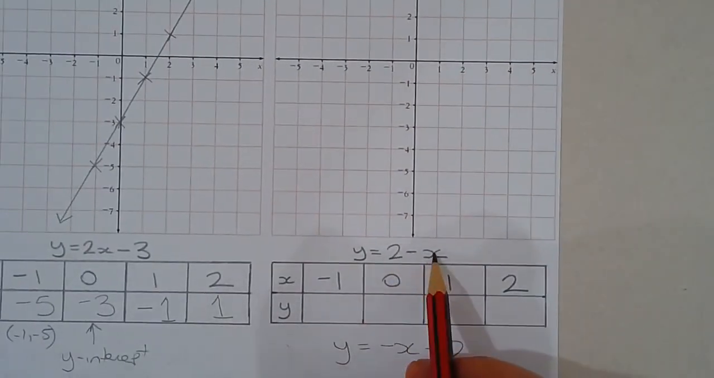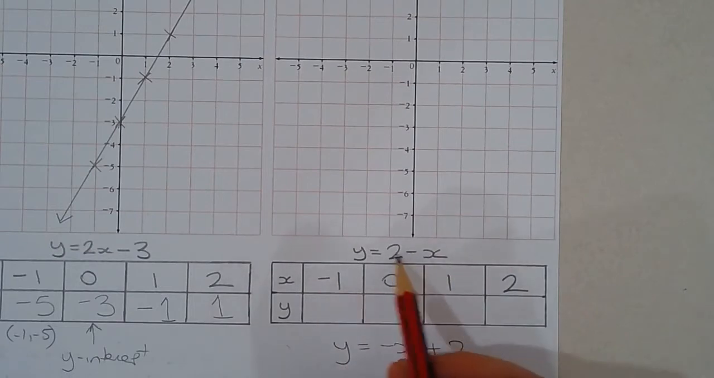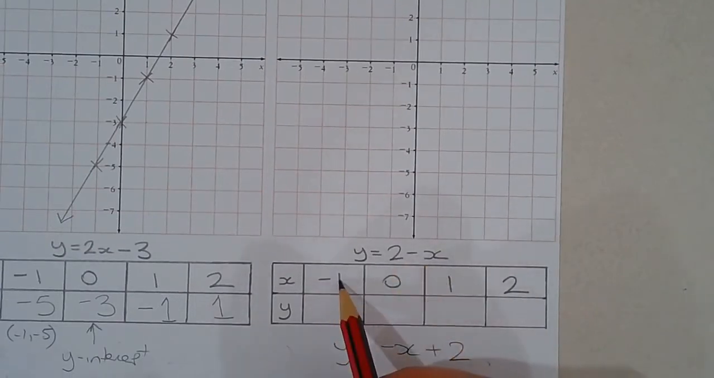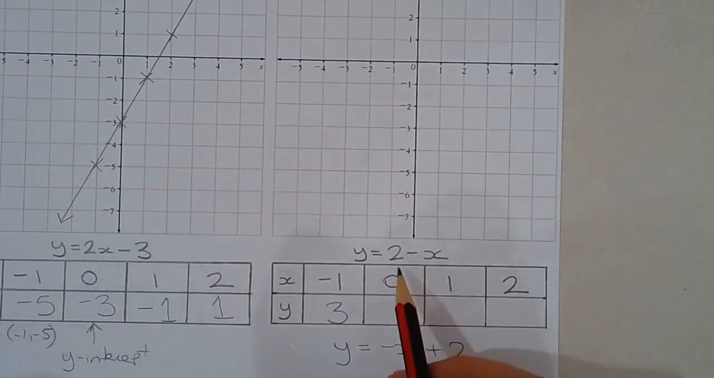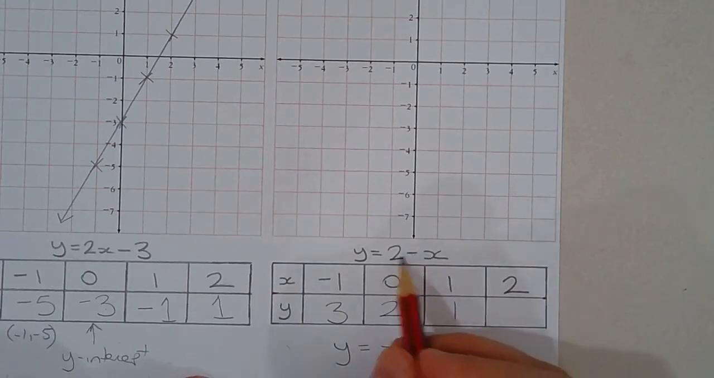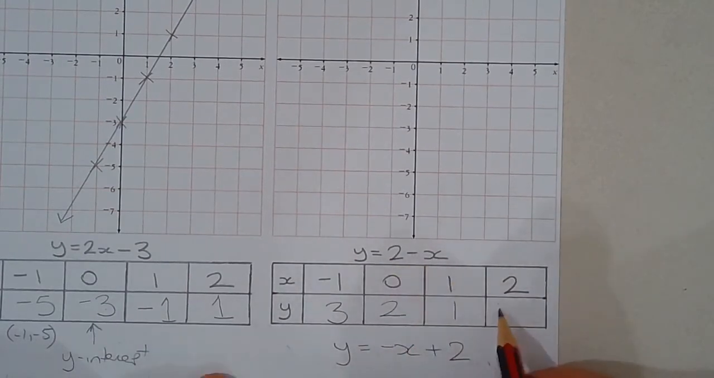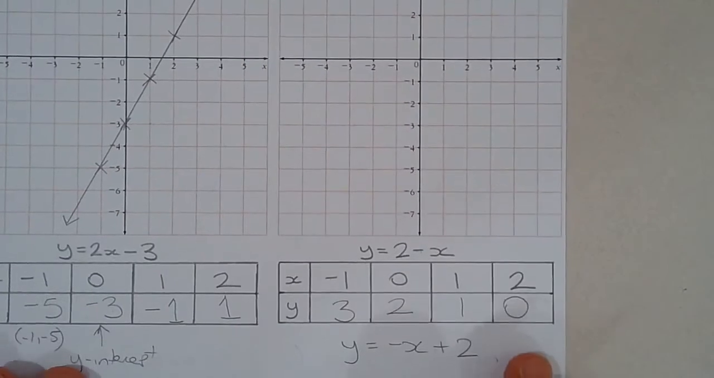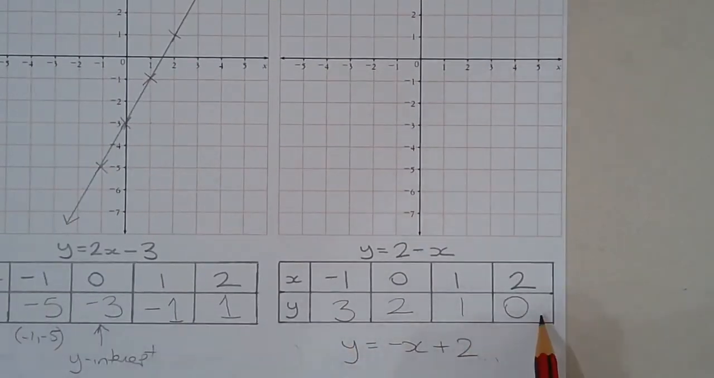2 minus x, when x is negative 1. 2 minus minus 1. 2 minus minus, double minus, plus, 2 plus 1, 3. 2 minus 0, 2. 2 minus 1, 1. 2 minus 2, 0. Okay, you can see the pattern there, all right?